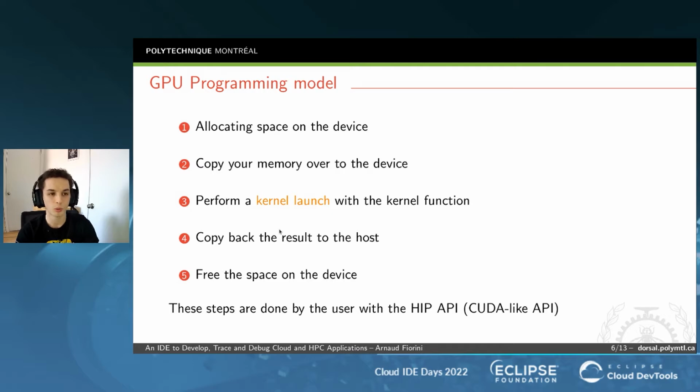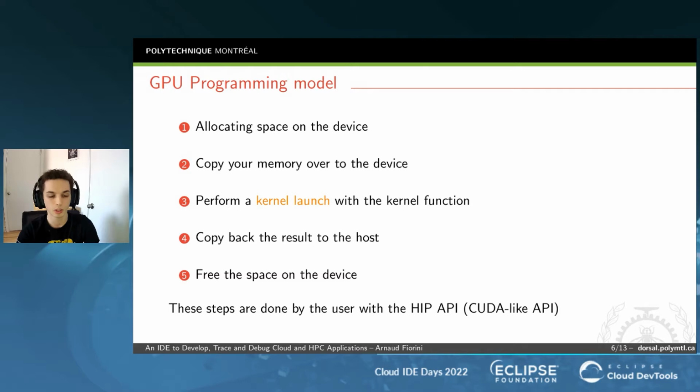Also, when we run a program on the GPU, if we use something like HIP, we have to go through these different steps. We have to allocate space on the device first, then copy the memory to the device that we need to compute on, and then we perform a kernel launch. Basically, we tell the GPU which kernel function to execute, and we also provide some parameters so that the GPU knows how to dispatch all the executions of functions on the hardware.